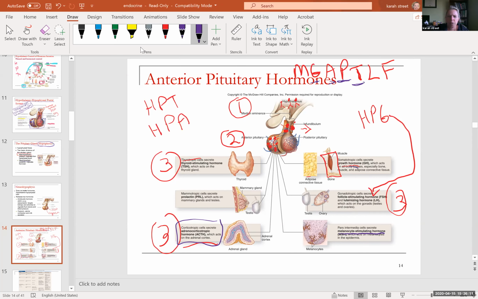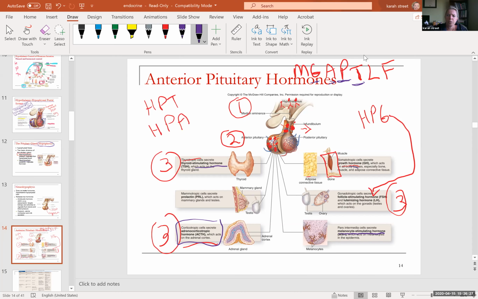T stands for TSH, thyroid stimulating hormone. Its name tells you what it's going to do. It's going to stimulate the thyroid and tell the thyroid to release its hormone called thyroid hormone.